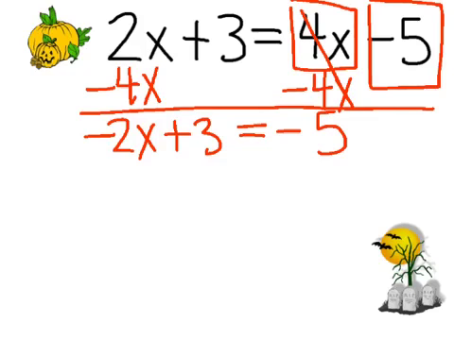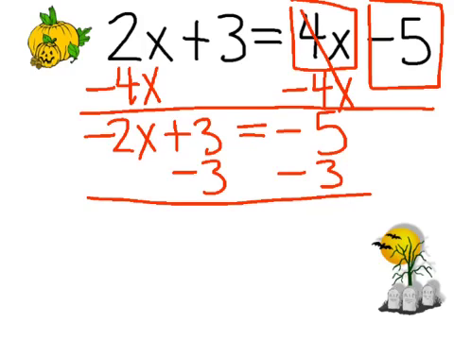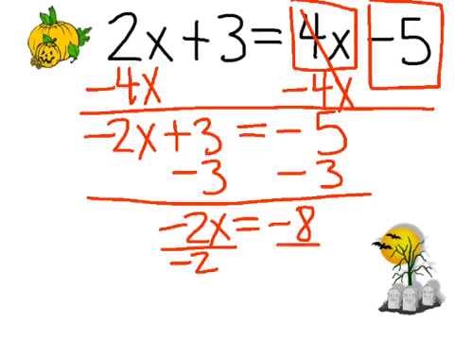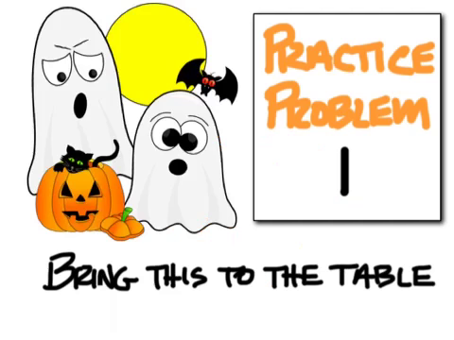Okay, next we want to move our 3. It's a positive 3, which means we subtract 3 from both sides. When we do that, we have negative 2x on the left. On the right, negative 5 minus 3 is negative 8. We divide by our coefficient, which is negative 2. So our x is going to be equal to positive 4.